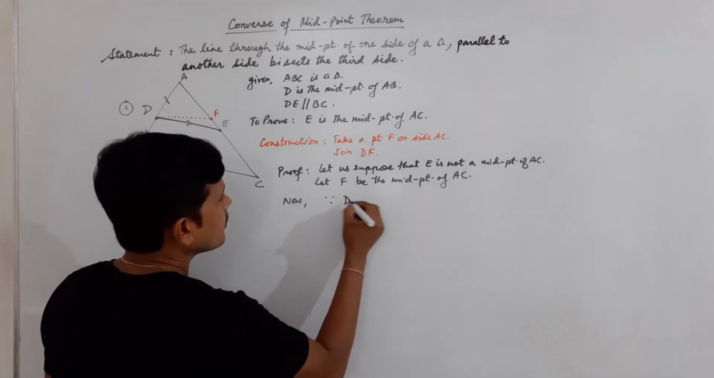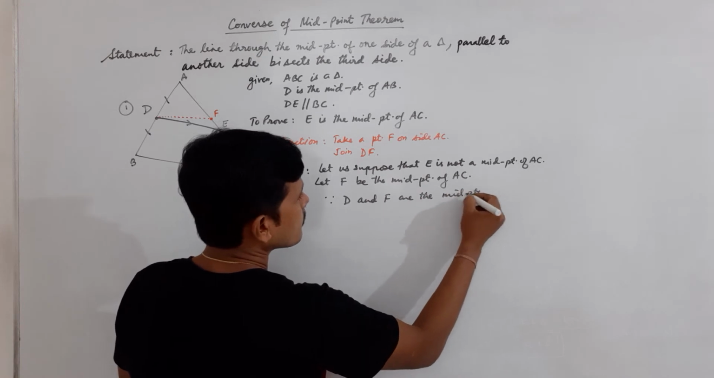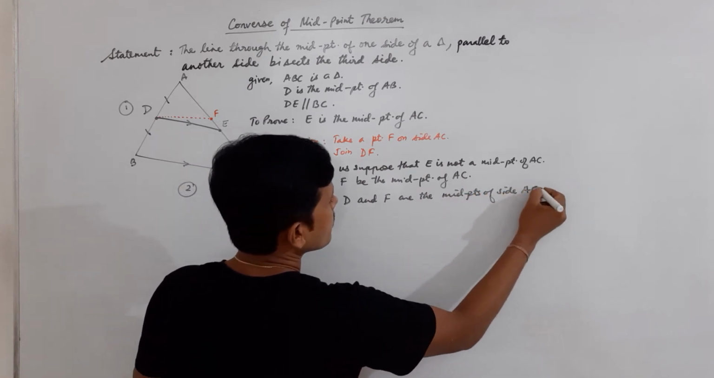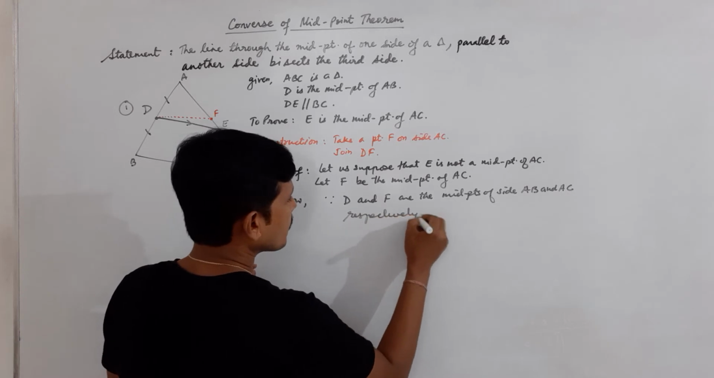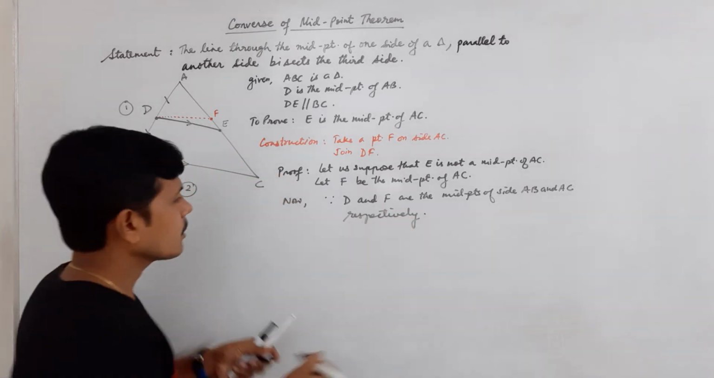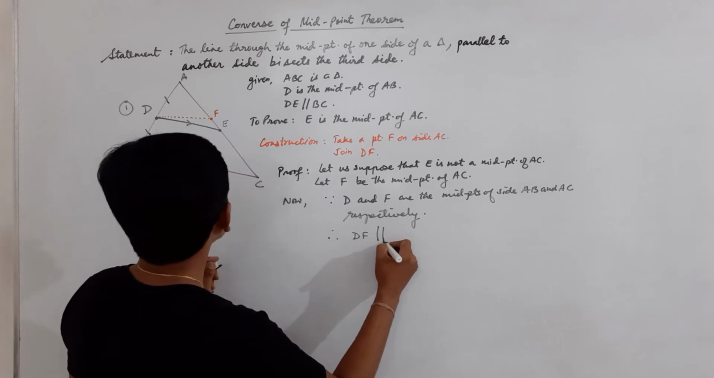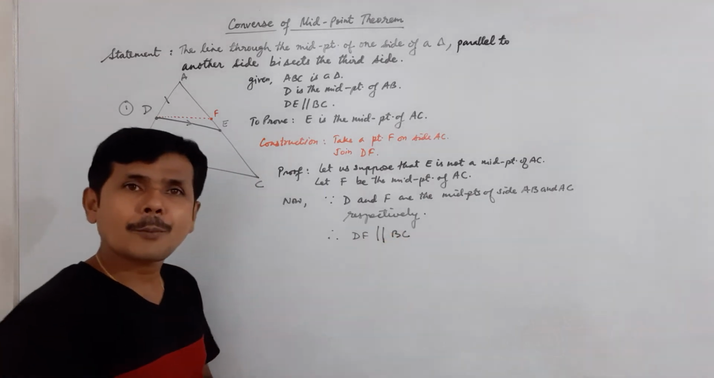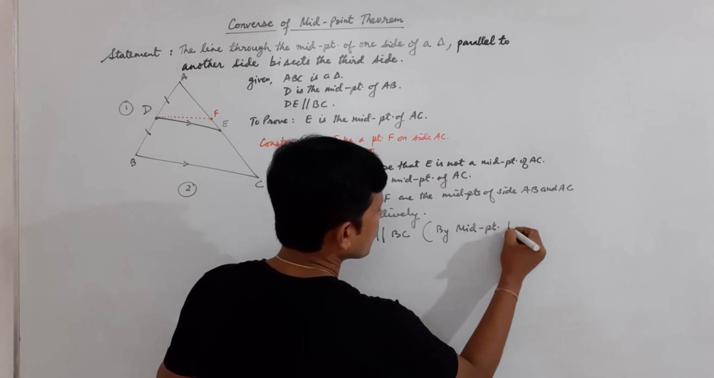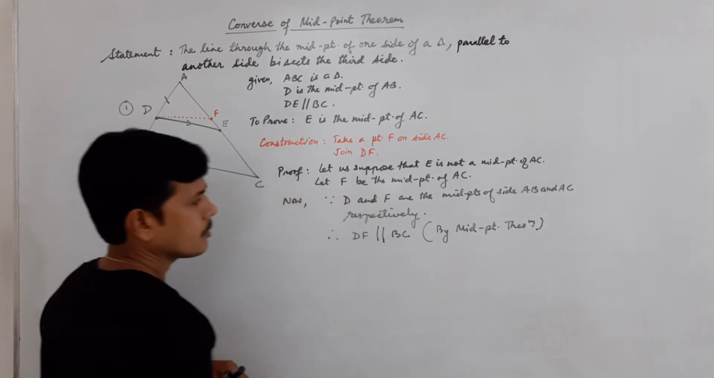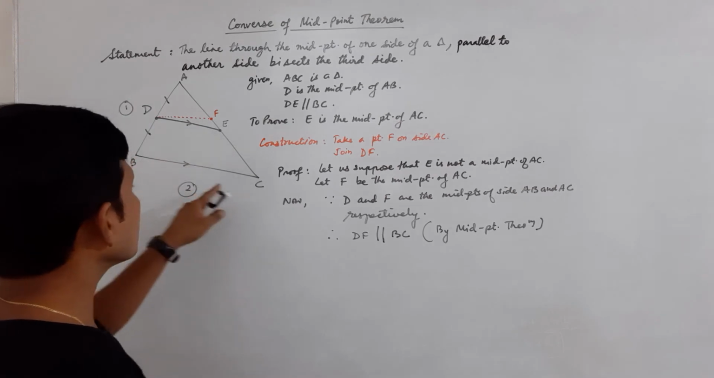Now, since D and F are the midpoints of sides AB and AC respectively, so we can write, therefore, DF is parallel to BC by the midpoint theorem. Okay? Clear?